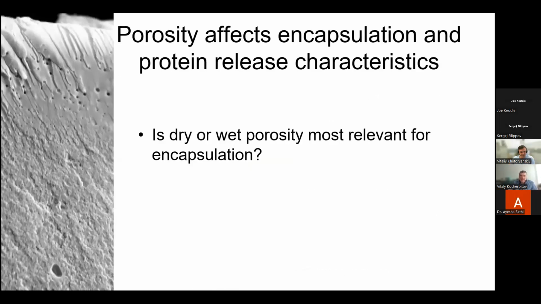And well, if we start from dry porosity, one can try to visualize it just using electron microscopy. You can see on the left a figure which shows that there are some holes in the structure, and those holes are distributed differently depending on the placing within the microparticle.